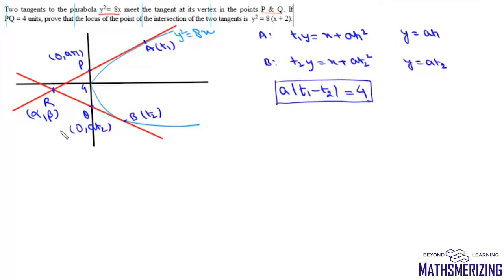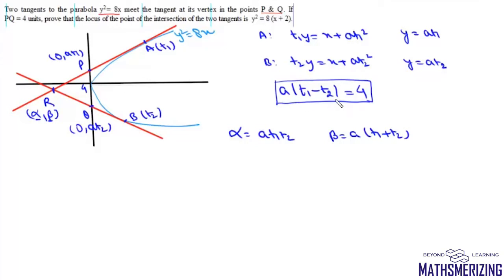Now we need to find the locus of the points of intersection. So we'll say this locus is (alpha, beta). We know that alpha is a t1 t2 and beta is a(t1 plus t2), because that is the result that we have for the point of intersection of tangents drawn at 2 points on a parabola.